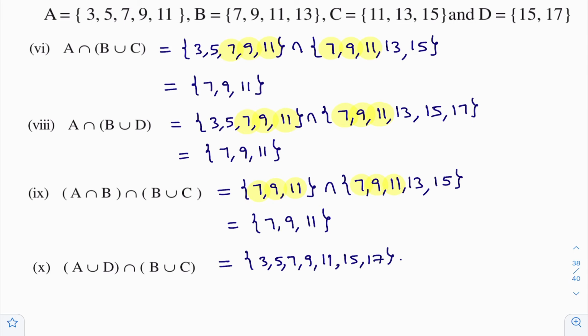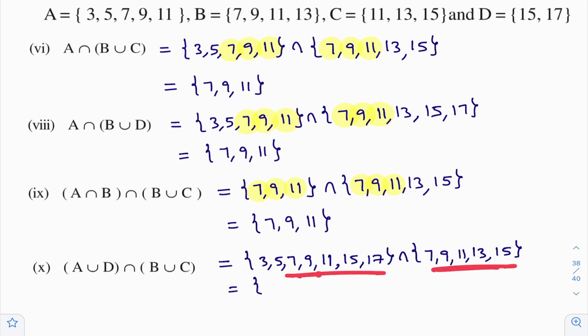Intersection B union C. How to calculate B union C? First you list all the elements of B: 7, 9, 11, 13. Then you observe where is C? 11, 13, 15. 11, 13 already listed. So what you need to write? You need to write 15. Now B union C, we got it.